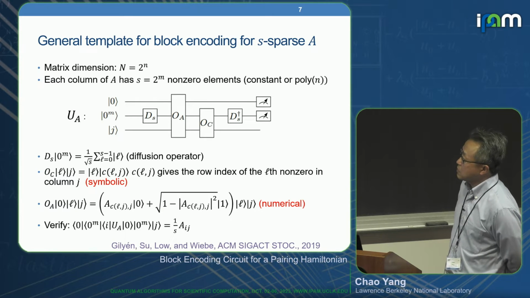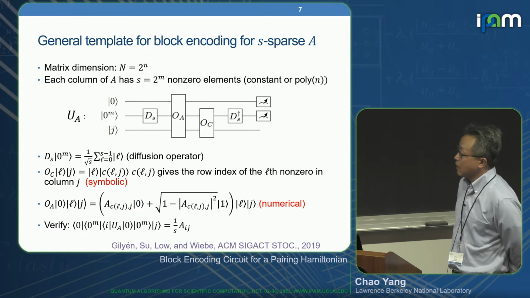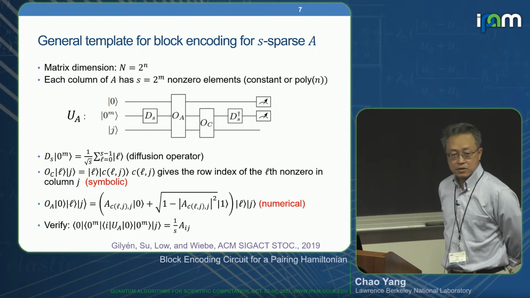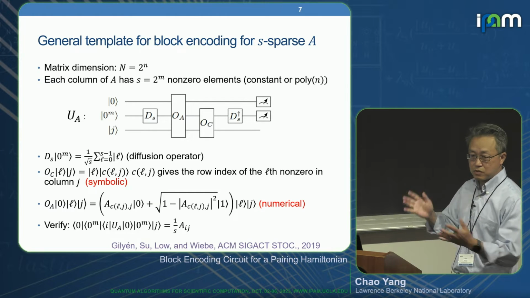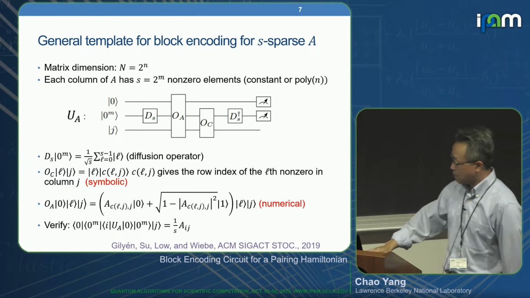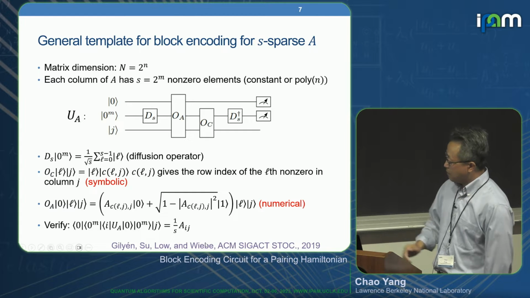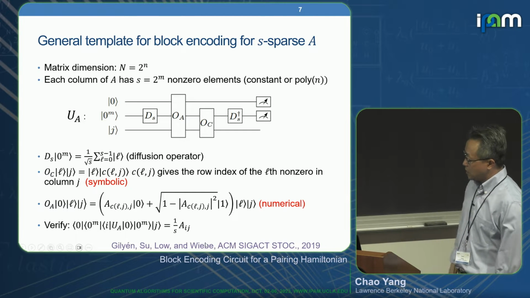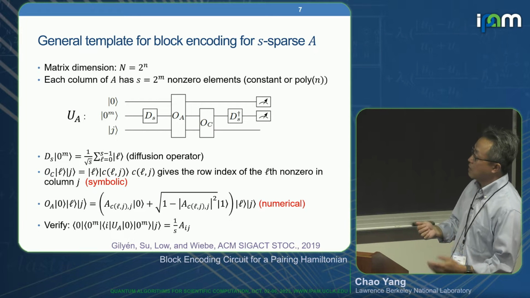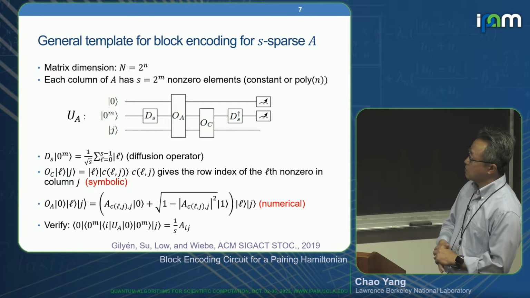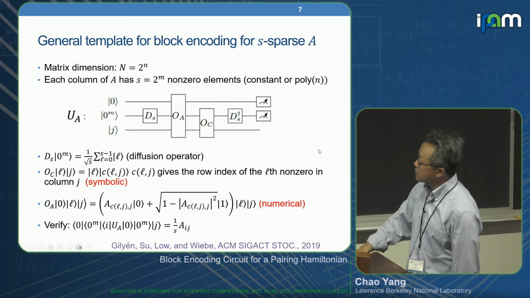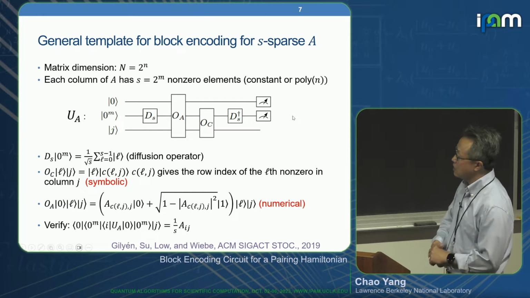So here's a general template that we follow for block encoding an S-sparse matrix A. There are other ways to block encode, but this template came out of a paper in 2019. Actually, they provided a more general template, but Ling simplified this, and this is basically the structure of the circuit.